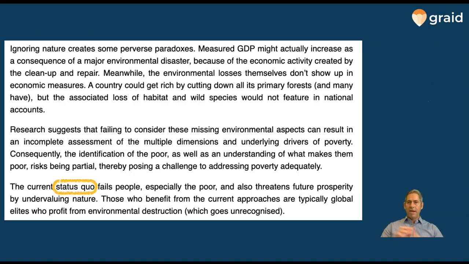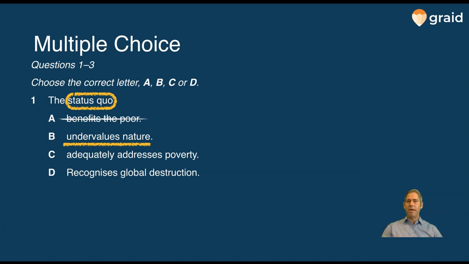Now we can find in the reading the key term status quo, and I can see something there about poor. I underline that for you. The status quo fails people, especially the poor. Now, that does not have the same meaning as benefits the poor, so we can eliminate that as a possible answer. Then we move on to the next choice.